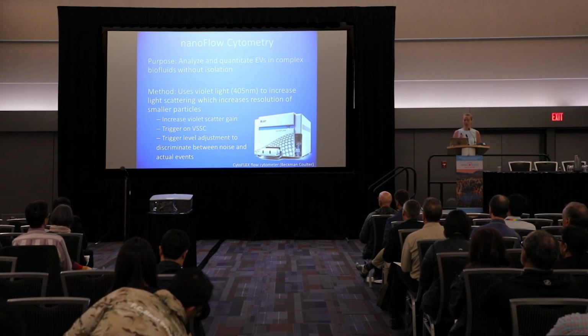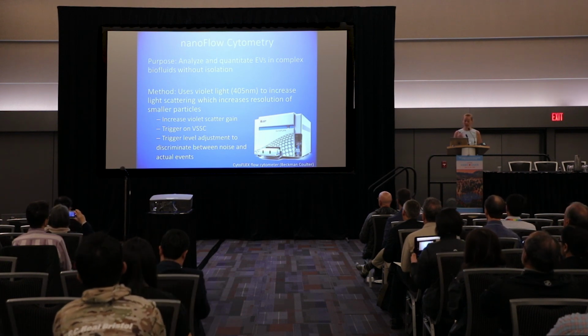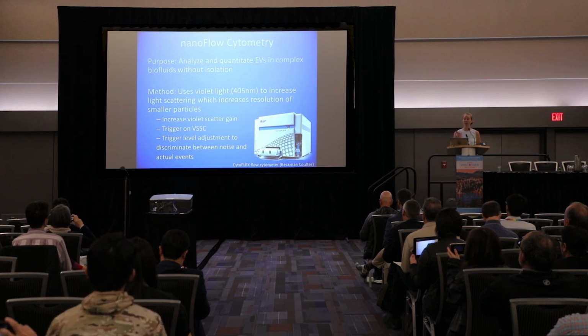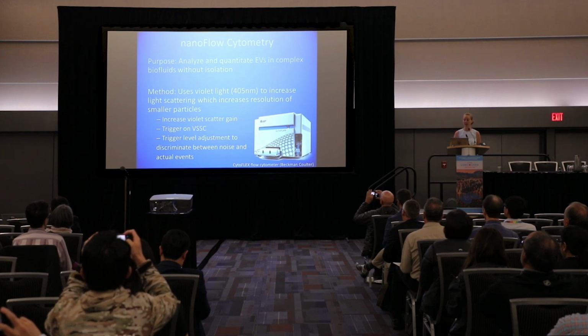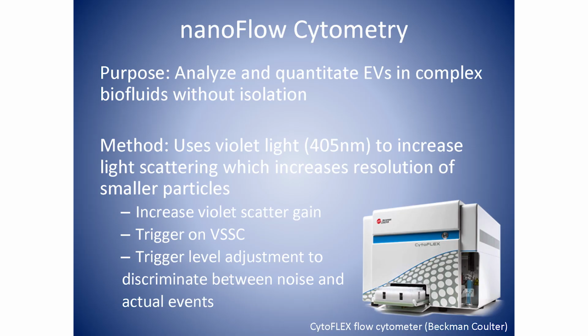Now, this is what we run in my lab: the Cytoflex flow cytometer. Once again, the purpose is to analyze and quantitate extracellular vesicles in complex biofluids without isolation. For this method, we use the violet light to increase light scattering, which increases the resolution of smaller particles. The idea is that we really want to push the detection limits to see how small we can see. So we change our thresholds and our triggering so that we can get in between the noise and where we start to actually see some of our particles come up.